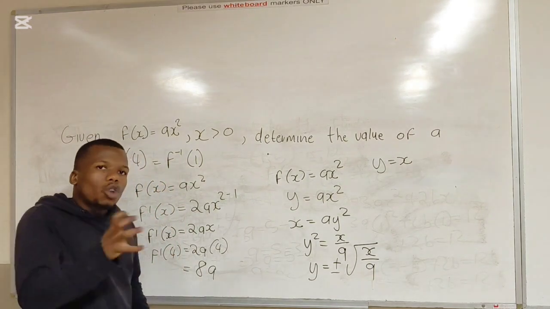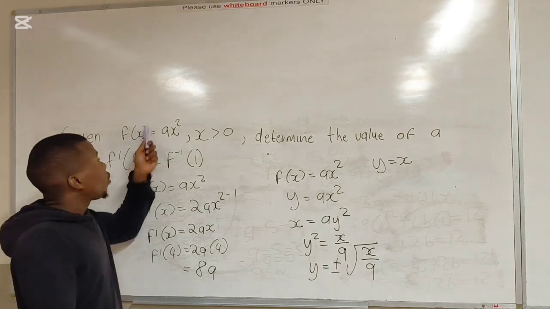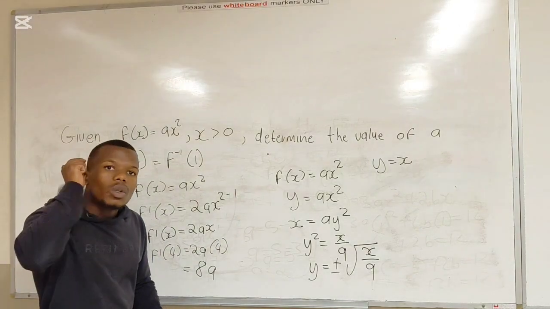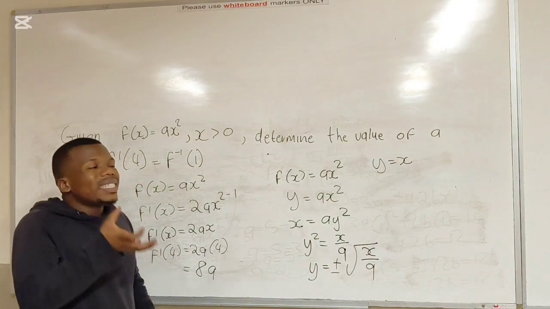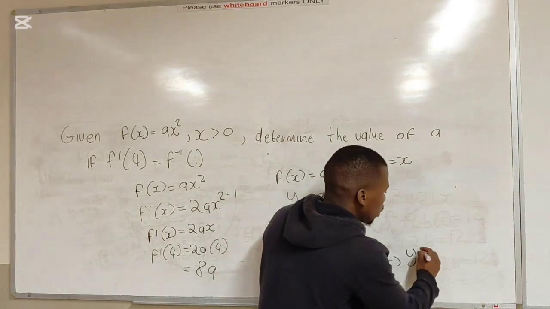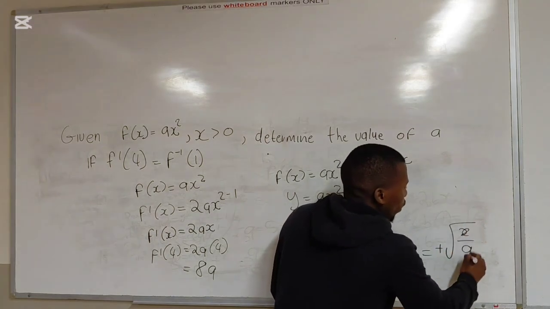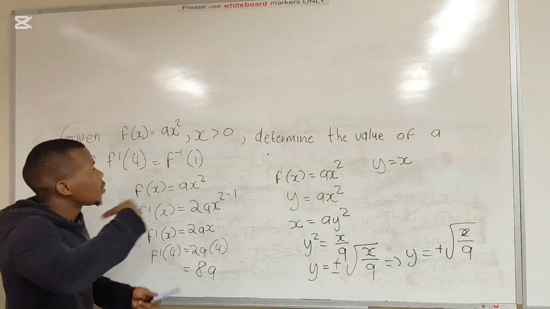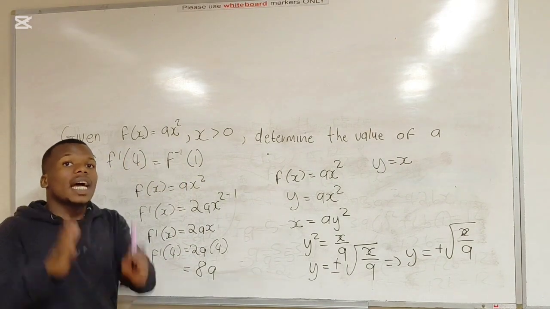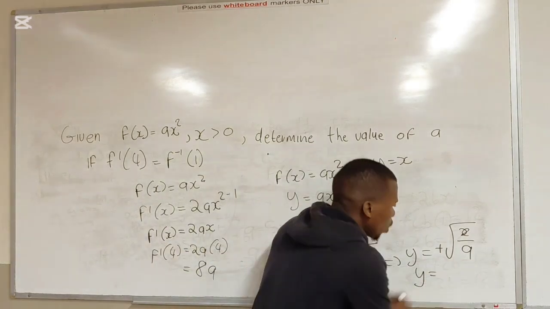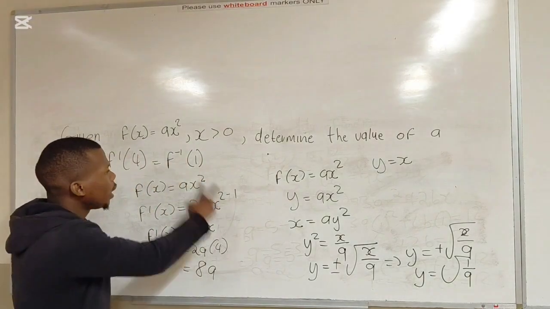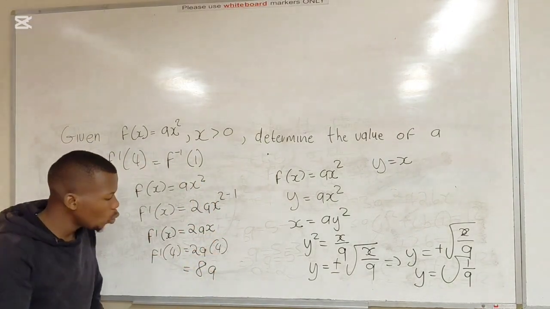Remember, the domain of the original function f of x equal to ax squared was strictly greater than 0. This automatically will make the range of the inverse strictly greater than 0. In other words, here I will take y is equal to the positive square root of x over a. But remember, they said I must find f inverse of 1, meaning where I see x, I must substitute positive 1. In other words, here I have y is equal to the square root of 1 over a.